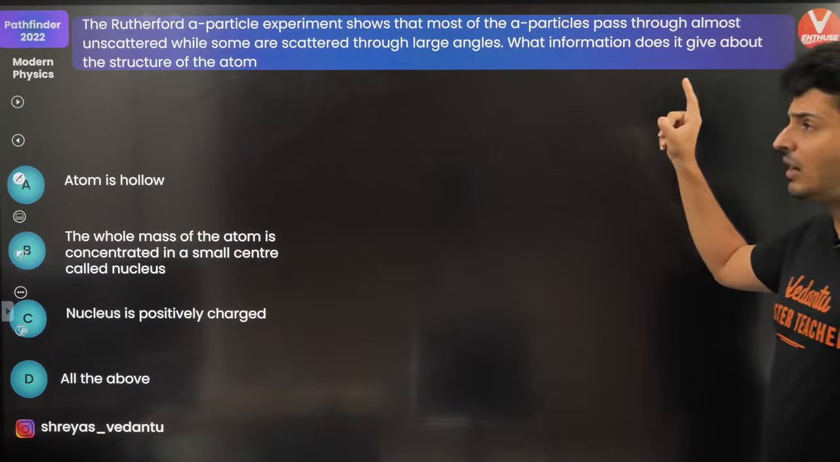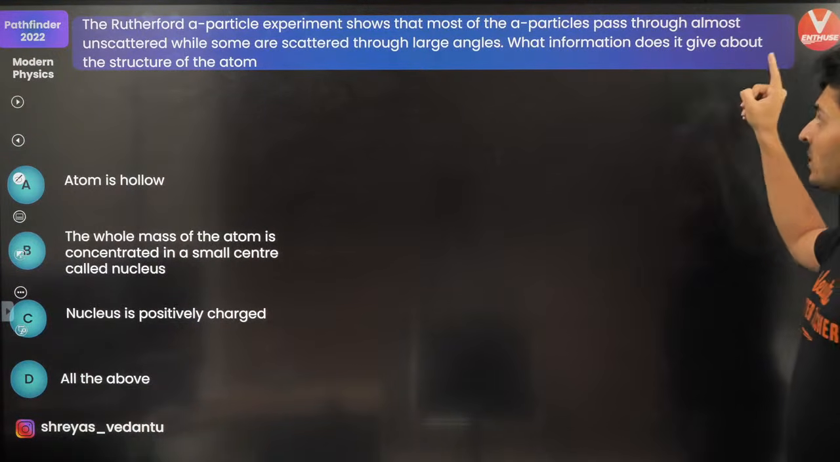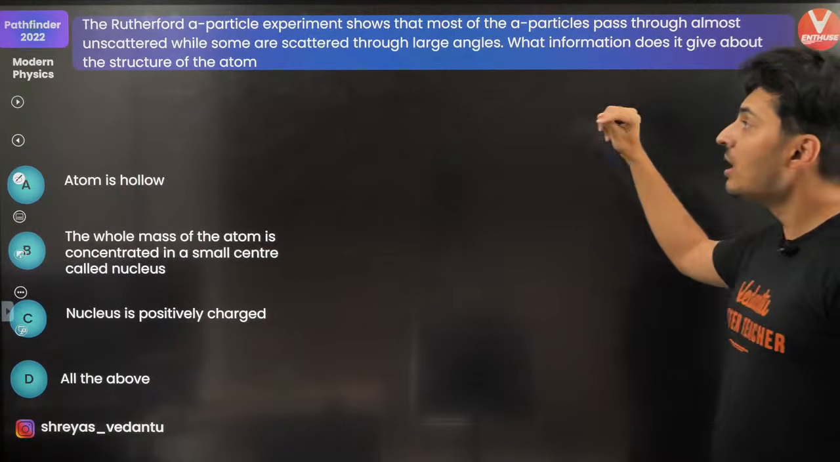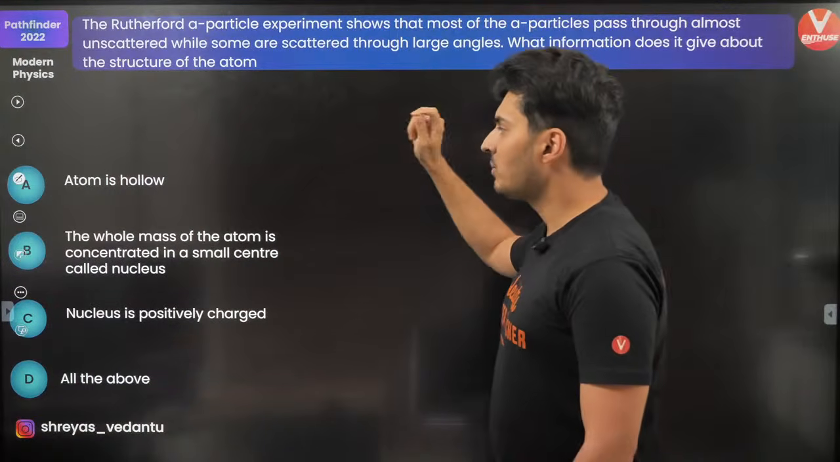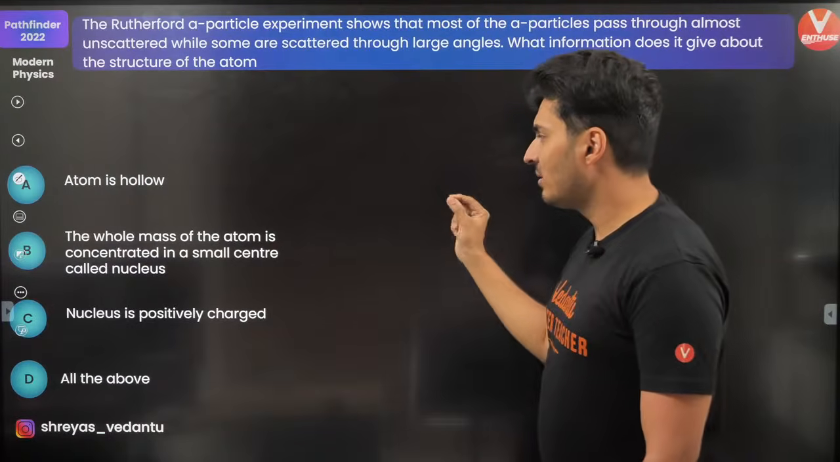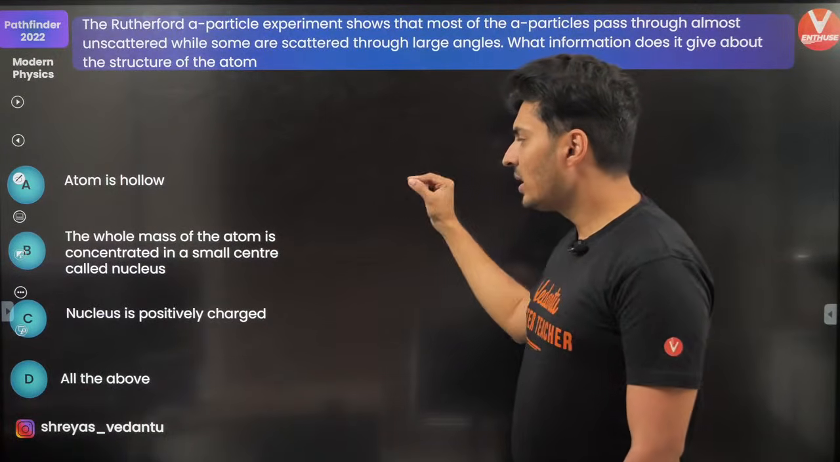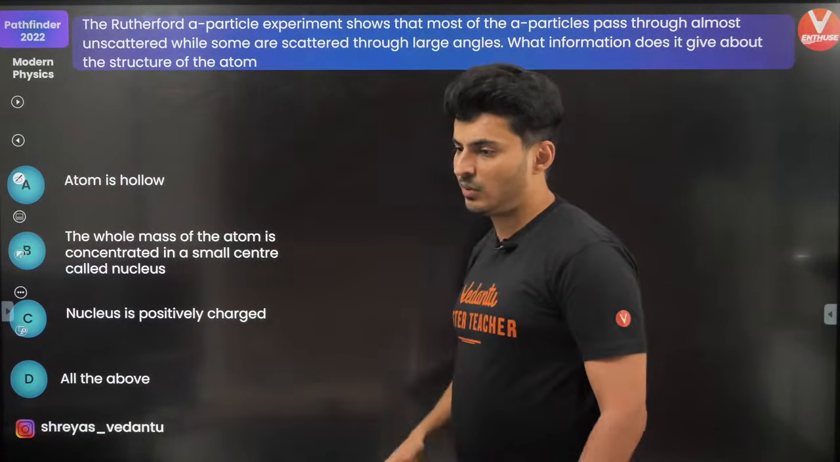That was the alpha scattering experiment by Rutherford. What information does it give about the structure of the atom? The atom is hollow. The whole mass of the atom is concentrated in a small center. The nucleus is positively charged. All of the above.